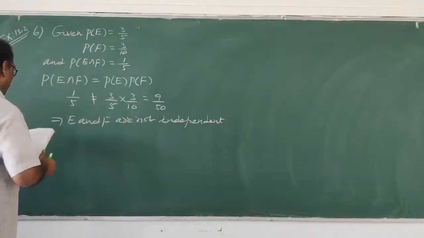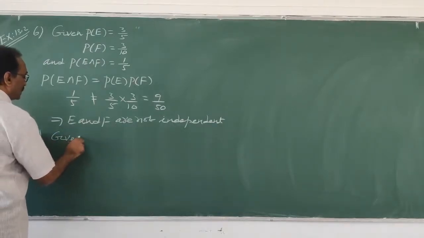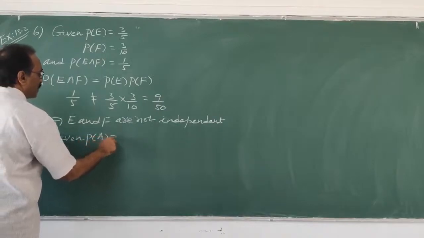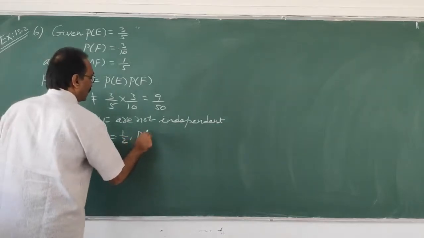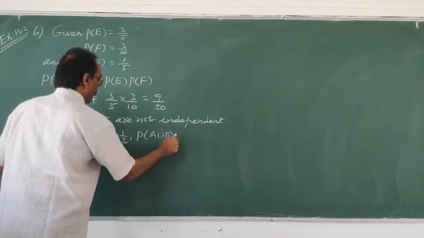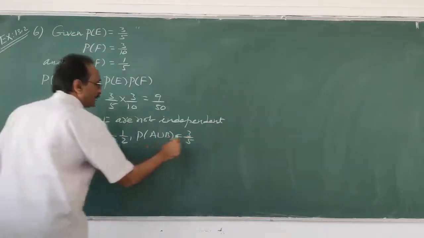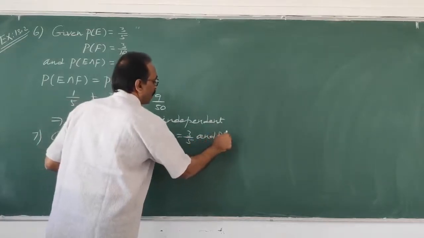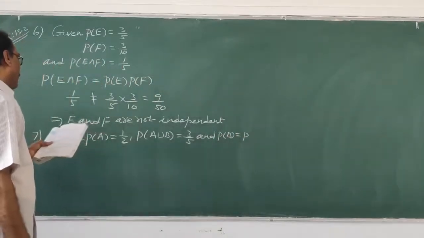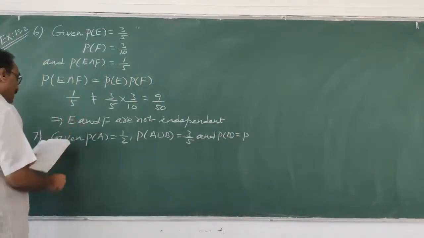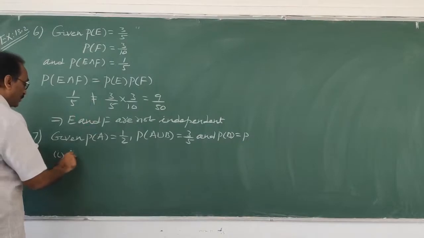Given that events A and B are such that, again I will write here what is given. P of A is 1 by 2, and P of A union B is equal to 3 by 5. And probability of B is equal to P. Now we have to find P, when they are mutually exclusive.